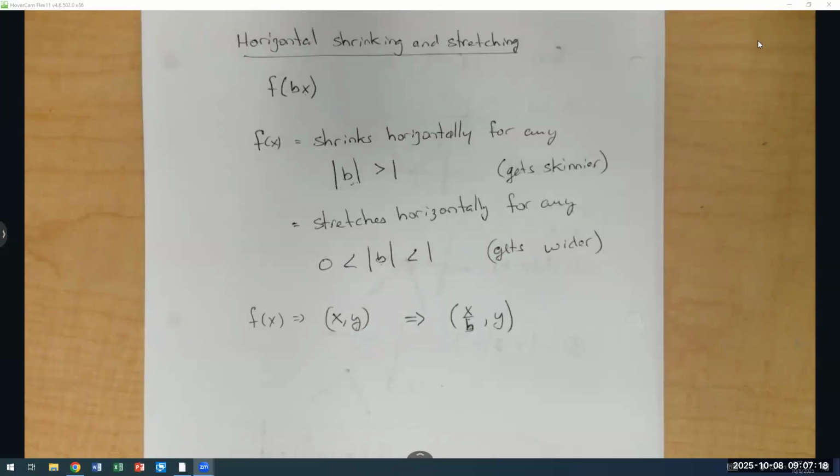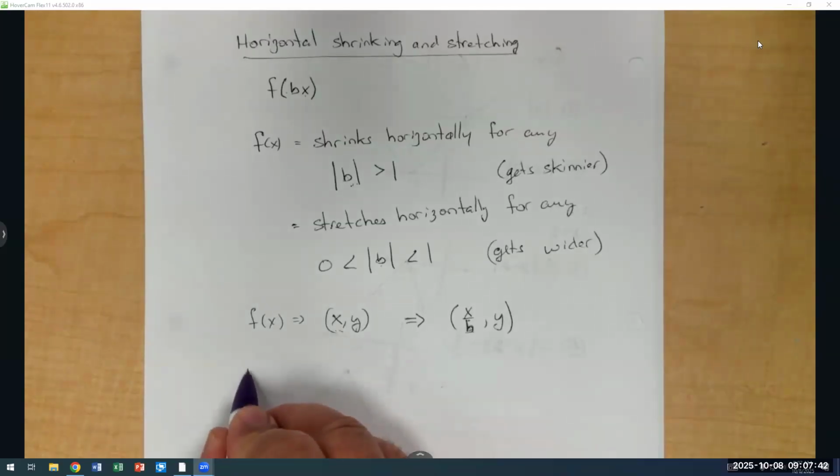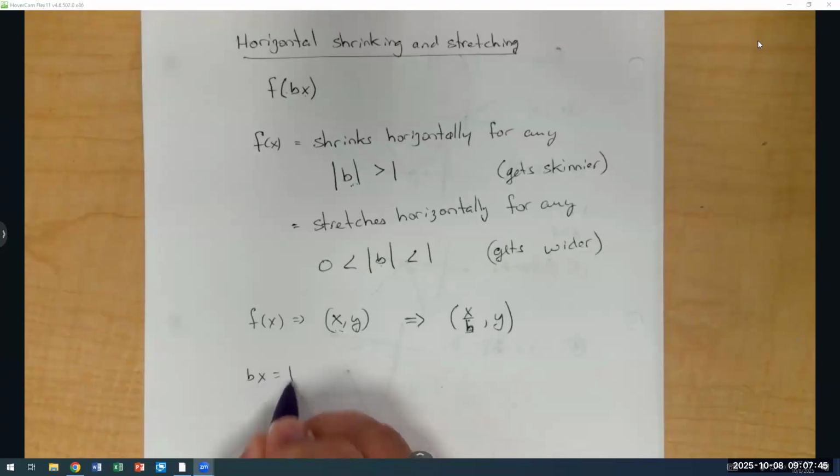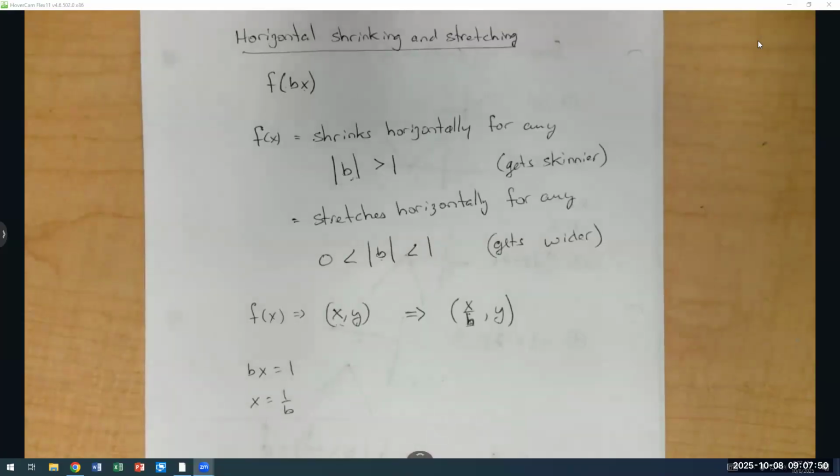These are how you transform the points. This is your original function. Whatever b is, the new value of x is going to be x divided by b. Why is it divided by b? Because remember, it's inside the operation, it's always the opposite. If bx equals 1, then x equals 1 over b. It's the reciprocal of it. If it happens inside, it's always opposite.